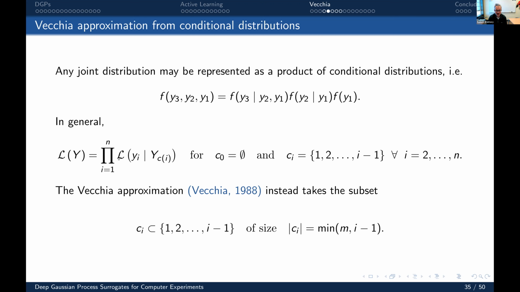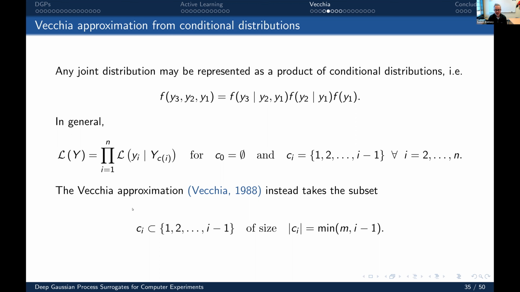I could do that in particular with a log likelihood. If I had a log likelihood for a big training data set Y, I could decompose it as a sum of conditional log likelihoods, where the notation here, C_i, is just all indices that are less than i. So C_i is all indices that come before i, just like for y3 here, I've got all the ys that come before y3. Again, that's not the Vecchia approximation. That's just applying that result to a log likelihood.